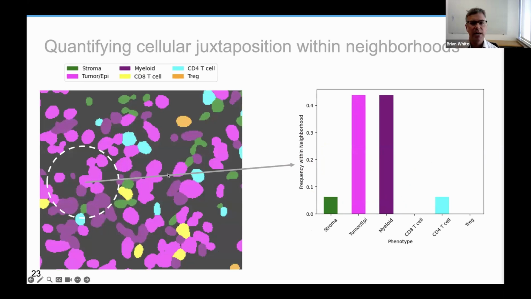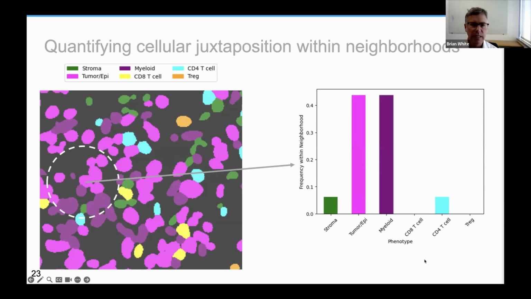So we began by defining neighborhoods of a central cell by counting the cell types within a radius around that central cell. So as an example here, I'm showing a central tumor cell in pink purple, and you can see that within its neighborhood indicated by this dashed line, there are a lot of other tumor cells, as well as a lot of myeloid cells. And so we can just count these up and we get this expression profile for each cell.